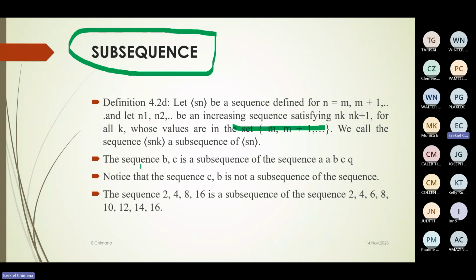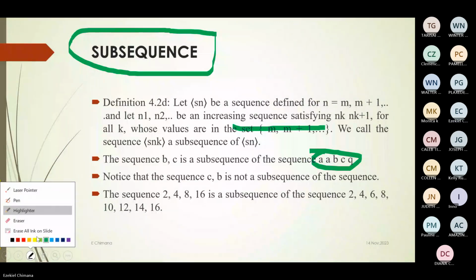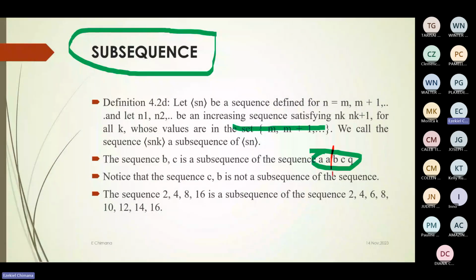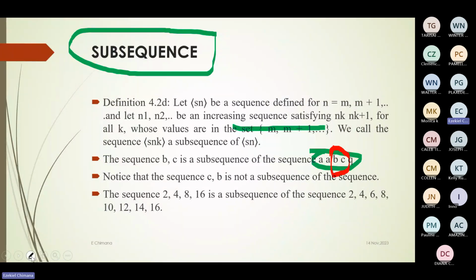But in general, the sequence BC is a subsequence of the sequence AABCQ. So you are saying we have this sequence with these terms, AABCQ. You can have this BC, and this BC is a subsequence, just like that.